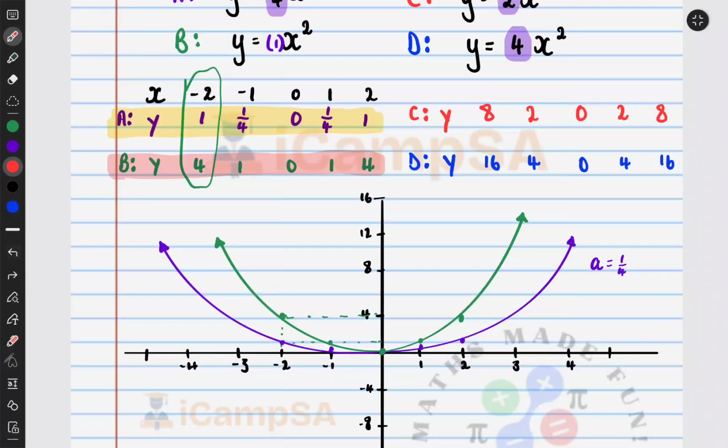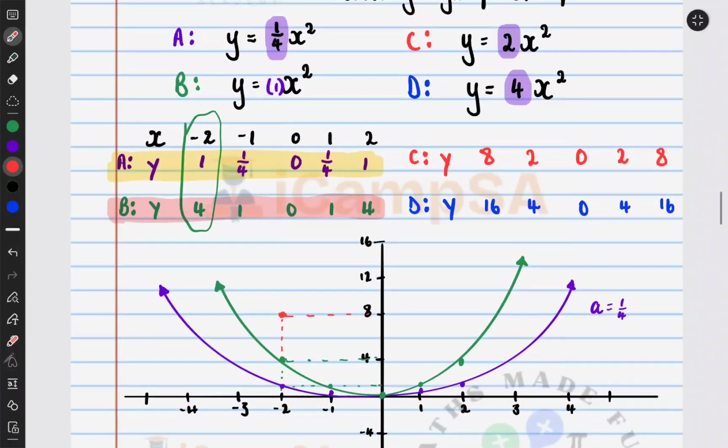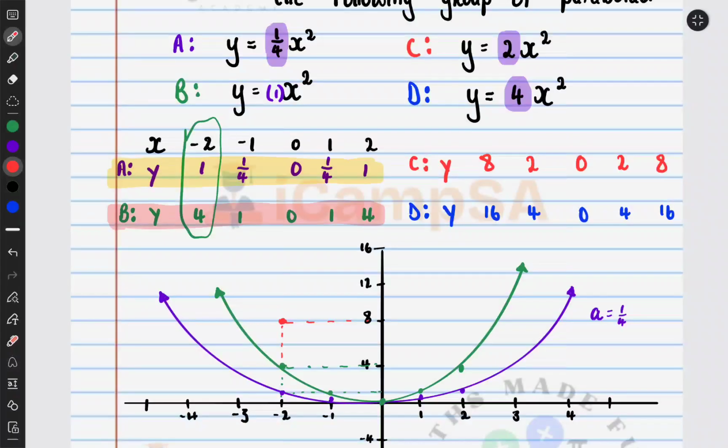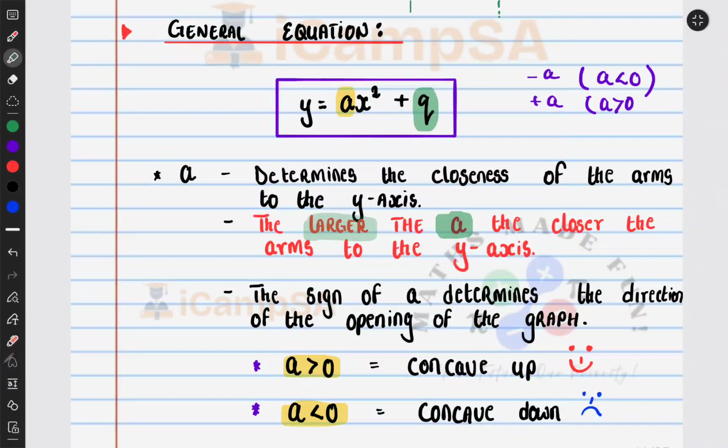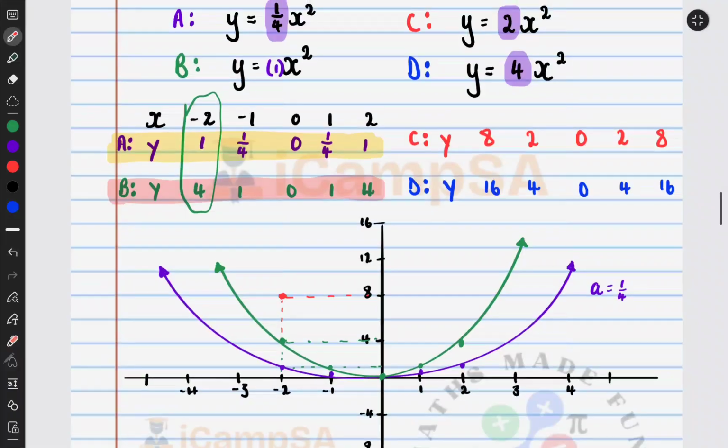Please don't get confused. Hopefully the colors will help you to keep track of that. So -2 goes with 8. And I want you to notice something, that as the value of a increases, what happens? We are moving closer towards the y-axis, because as we have mentioned here, the larger the a, the closer the arms to the y-axis. So just keep track of that. And then -1 goes with 2, so it's just gonna be the half here. Okay, and 1 and 2, and 2 and 8, somewhere there.